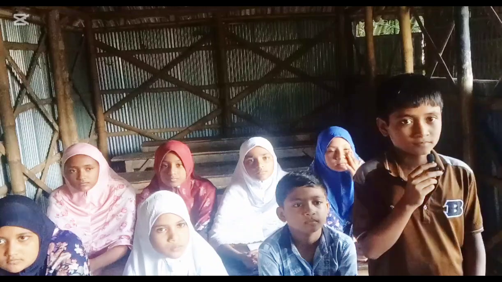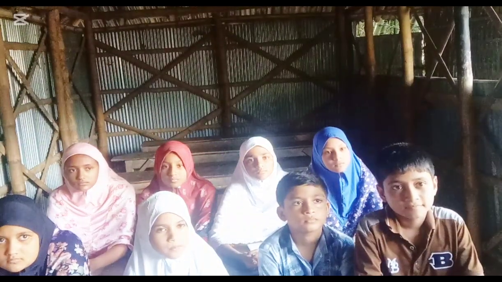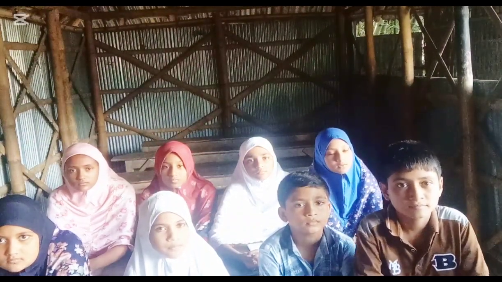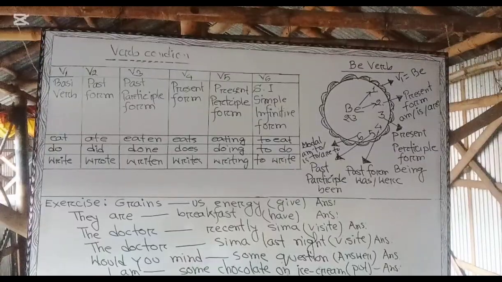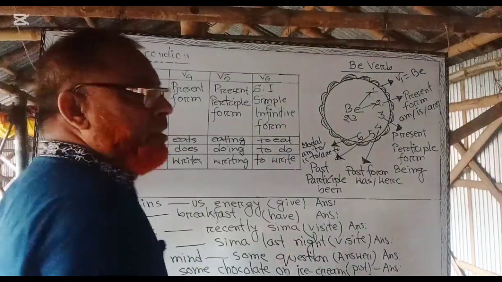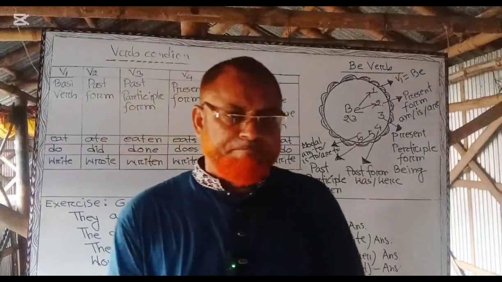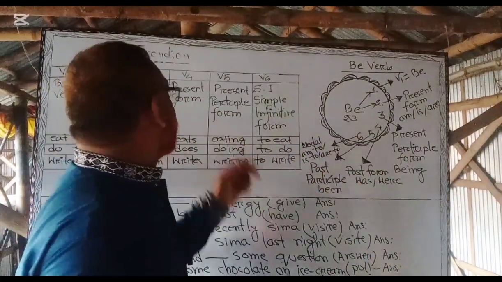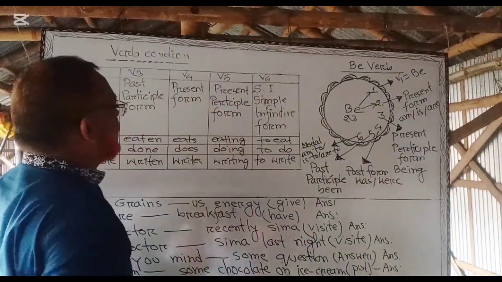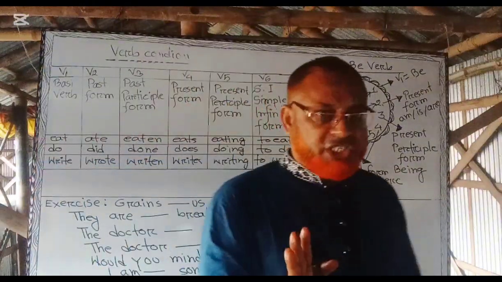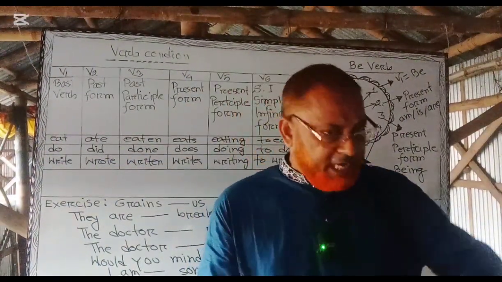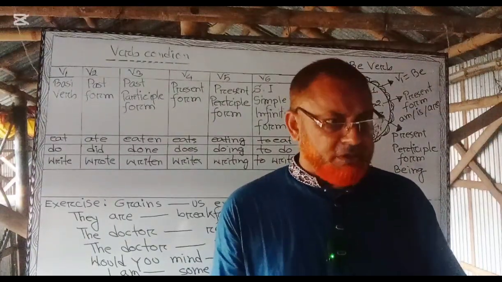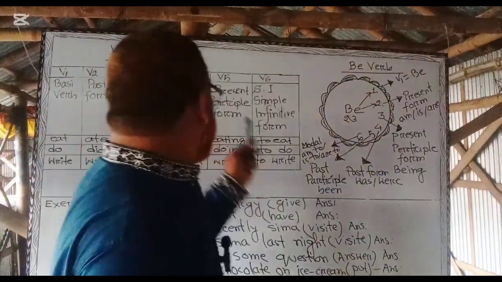So sit down, please. Sit down. Now I'm talking about this verb position, verb 4. Okay, look at the board. Verb 4. So, do you know what verb 4 is? Look at the board. Verb 4 is when s is added with the basic verb, the base verb. That verb is verb 4.